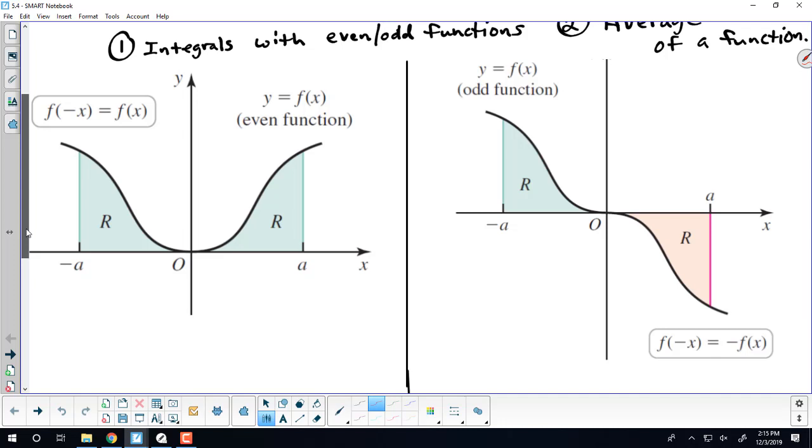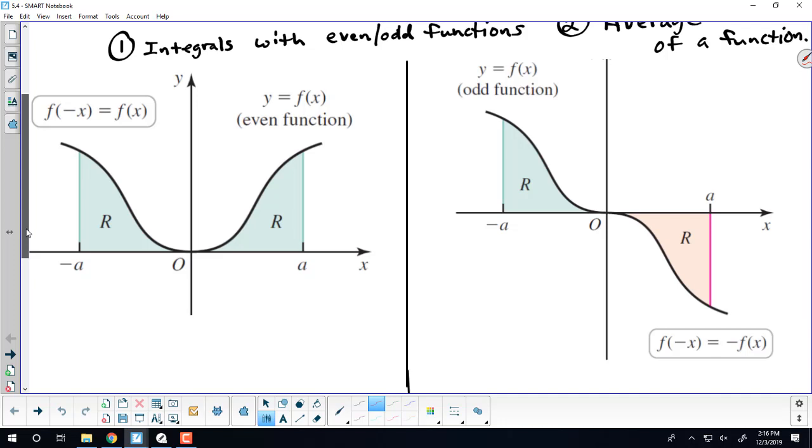So the idea is that if I integrate over a symmetric interval from negative a to positive a across an even or an odd function, we can simplify those computations. Specifically with even functions, you'll notice that capital R is actually just doubled here. So instead of taking the integral from negative a to positive a, I can look at half of it from 0 to a and then just double that result. And the reason that's easier is because one of our limits would be 0, and 0 is easy to work with, as opposed to a negative 12 or whatever that happens to be. So I can take half of the region from 0 to a and double it for an even function.